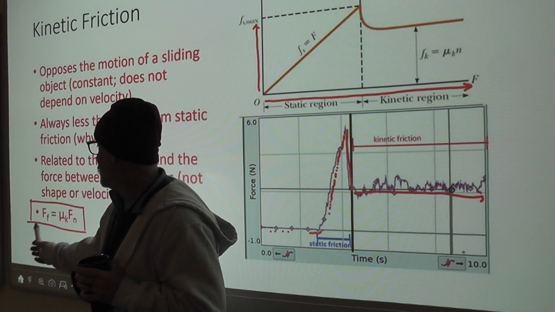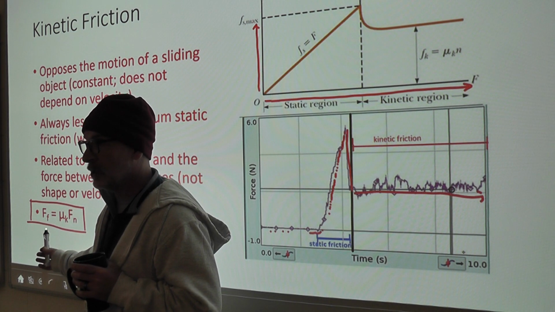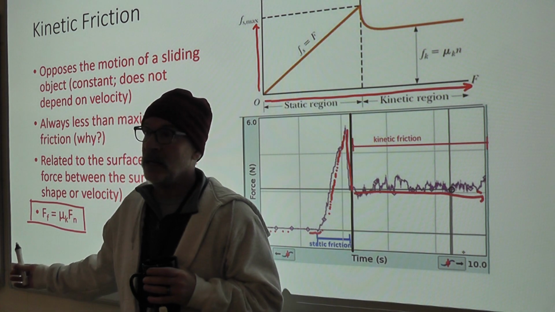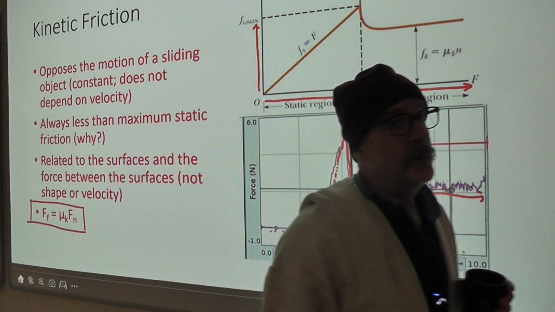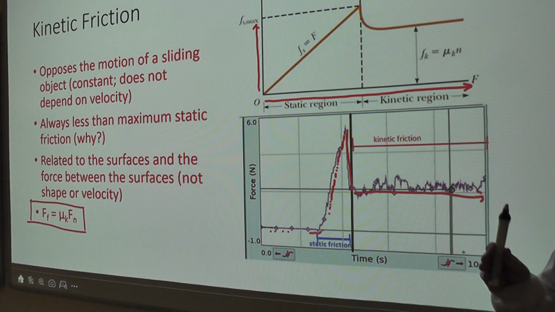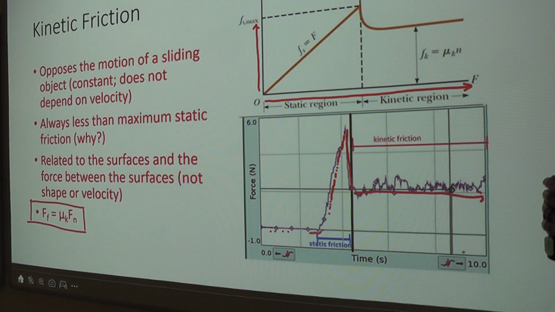What changes is this. Mu, the coefficient of kinetic friction, is typically less than the mu of static friction. You get more friction when it's not moving. You get less friction once it starts moving.